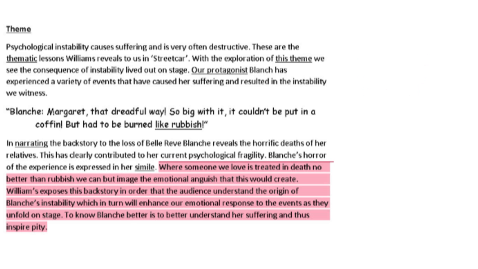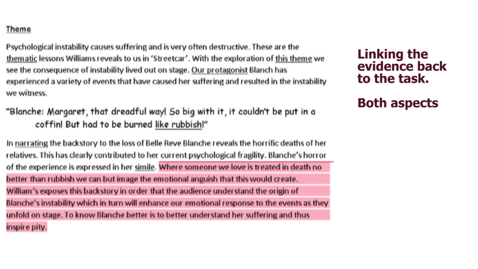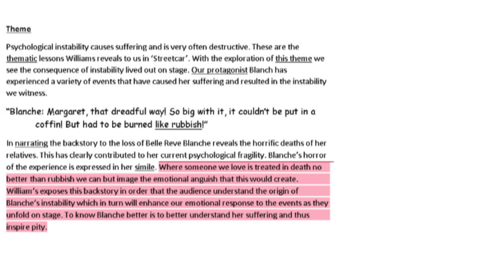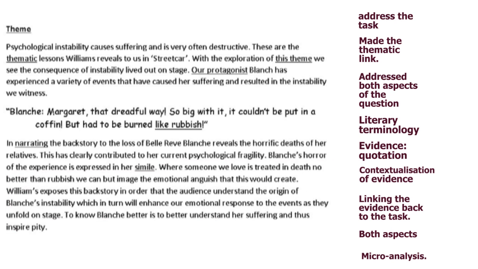And then this bit here is linking the evidence back to task in terms of both aspects of the task. So there, on the right-hand side of the screen, are the ingredients to make sure go into each of your main body paragraphs. One of the times where there's a deviation from this is where you're looking at the idea of contrast, and in which case you need to have two pieces of evidence, two pieces of contextualisation. It would look different, but obviously the ingredients remain exactly the same, and the order in which you put them in to your baking is up to you.